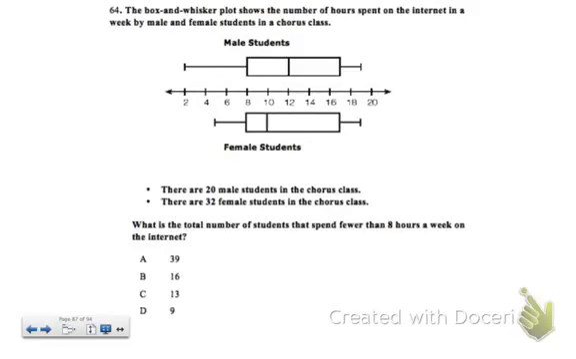question, the box and whisker plot shows the number of hours spent on the internet by male and female students in a class. So there are 20 male students, 32 female students. What is the total number of students that spend fewer than 8 hours a week on the internet? Okay, so keep in mind, no matter what the box and whisker plot looks like, each part is 25% of the data.